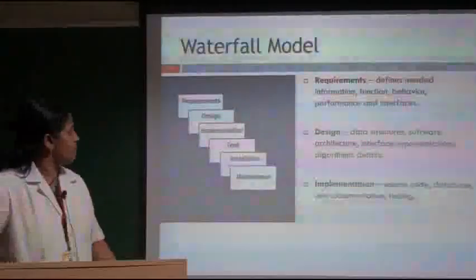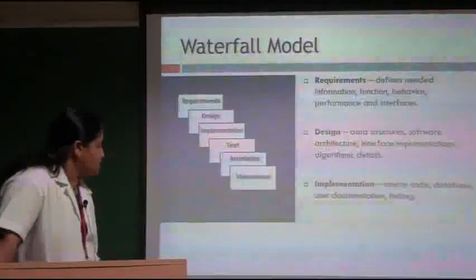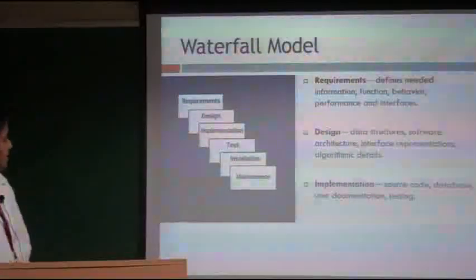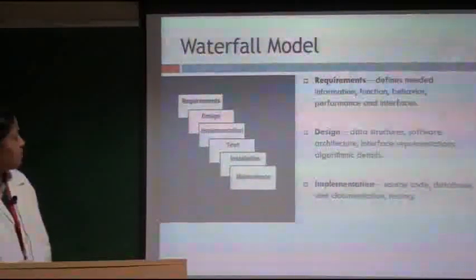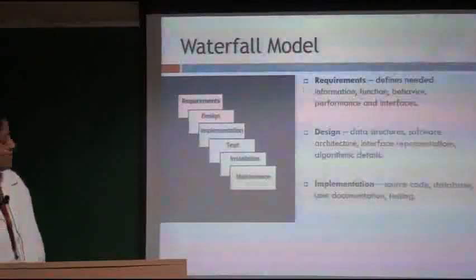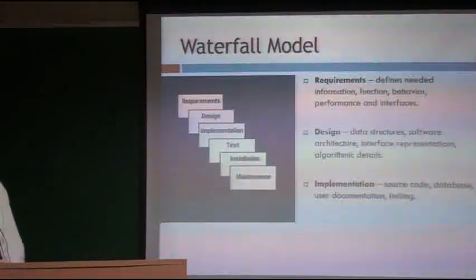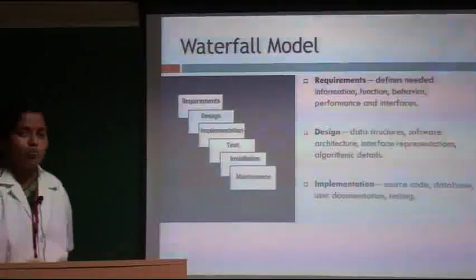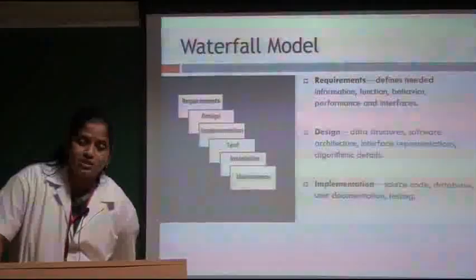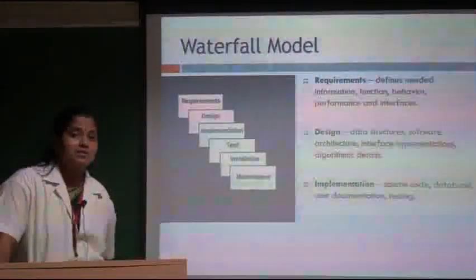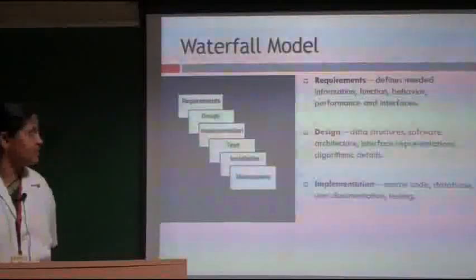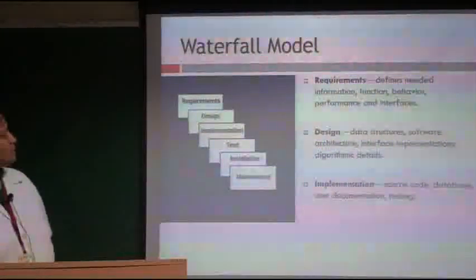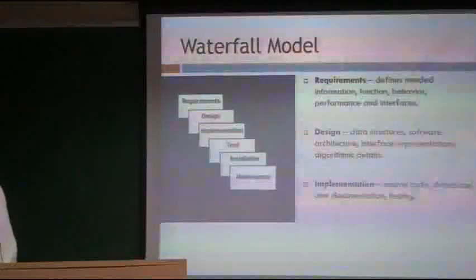See, this waterfall model consists of 6 phases. First one is requirements, second one is design, third one is implementation, fourth one is test, then installation and maintenance. The requirement phase defines what information is needed, what functions should be there, what interfaces should be defined and how it should perform. All these things are defined in the first phase itself.